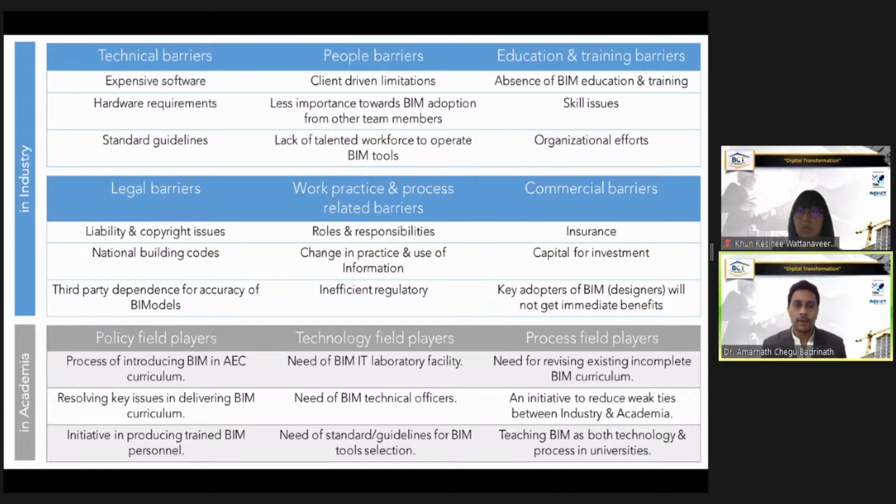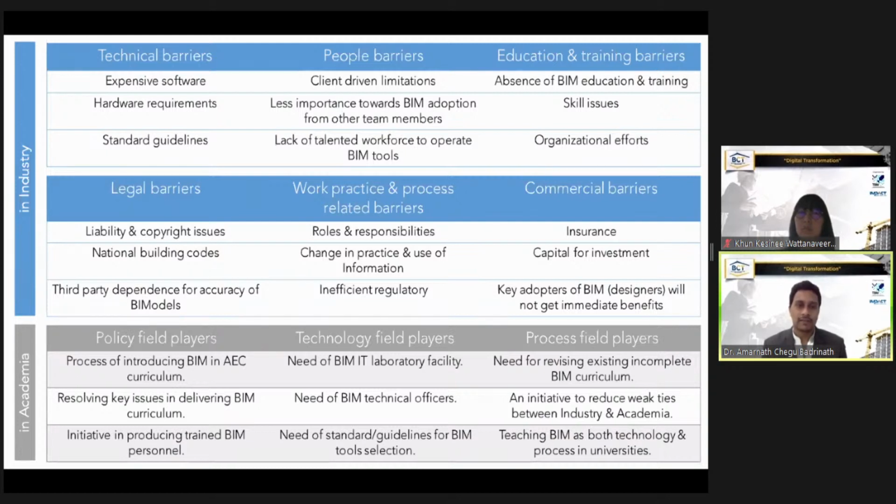With proper dedicated research, we got clarity on the actual problems which our industry and academia are facing, and we have categorized them under 9 subheadings, if you see. For the industry, the blue one, the first is technical barriers. The software is expensive, right? But there are also software which are free, and software which are open source, and software which are neutral. So understanding that itself is one key important strategy.